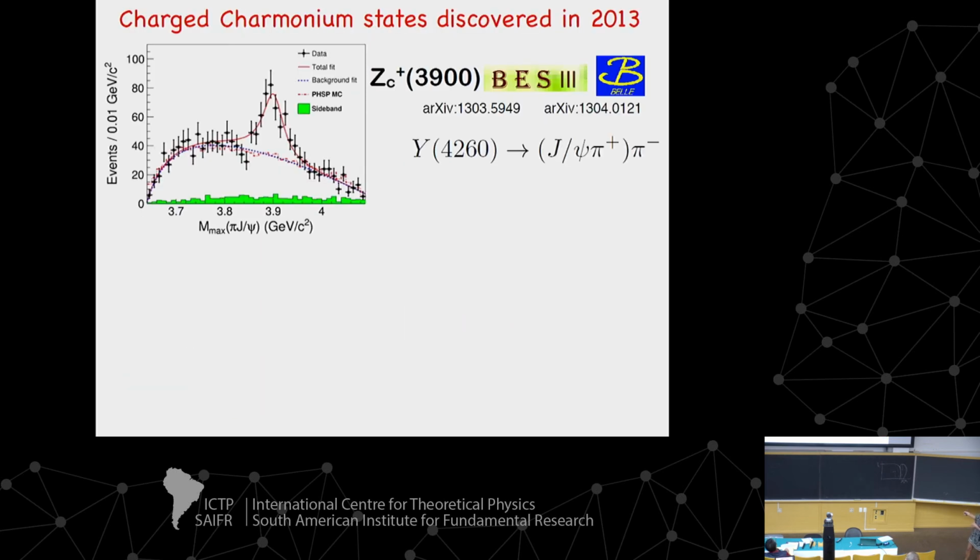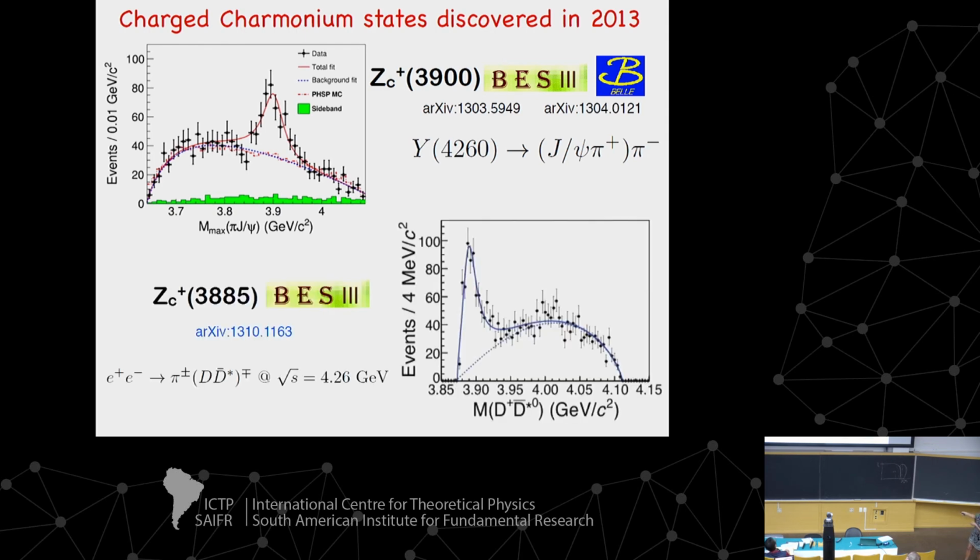So now I will talk about these charged charmonium states that were discovered in 2013. This is the Zc(3900), the first one, and it was seen in the decay of this other Y state here. This is the peak that was observed. And soon after that, the BESIII collaboration saw another charged state with a mass very similar to that mass, but decaying in another channel here. And this is the signal here.